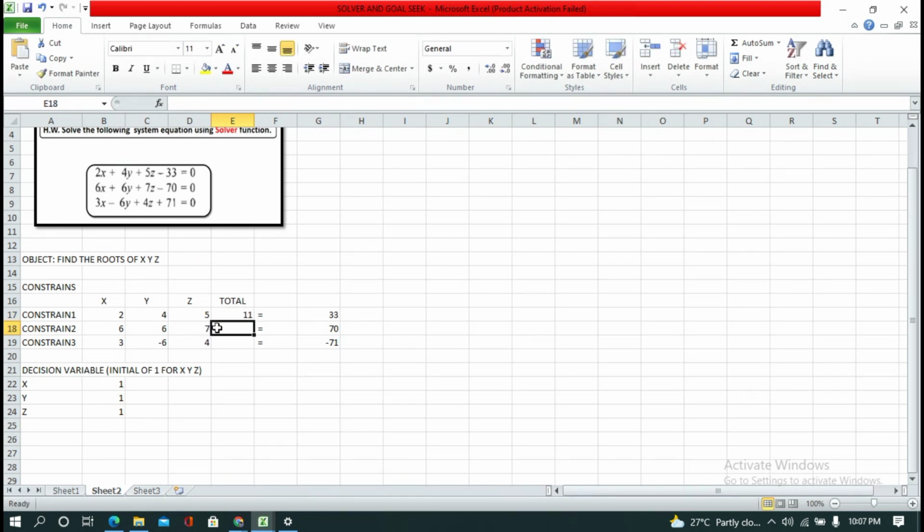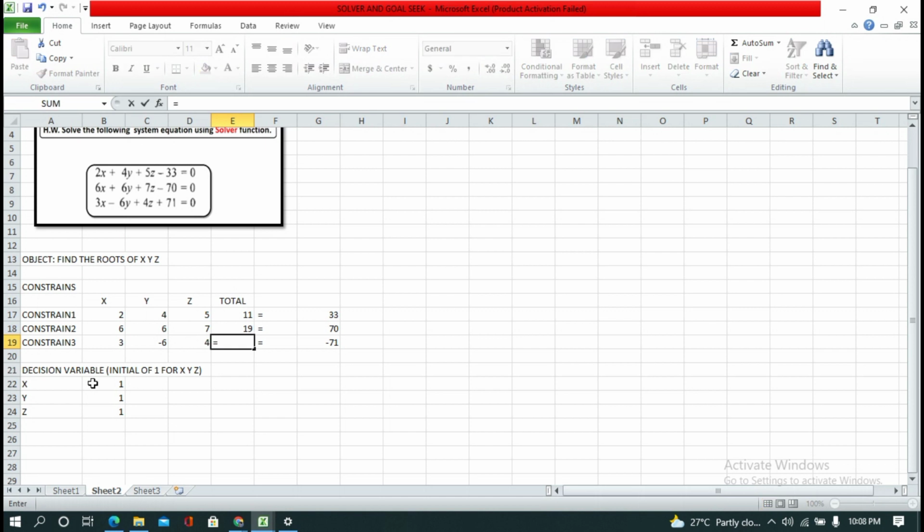So we put equal sign, then open parenthesis, then 6 times the initial value of x, which is 1, close parenthesis, then plus 6 times the initial value of y, which is 1, then plus 7 times the initial value of z, which is 1. Then click equal. And then for the third equation, we'll do the same thing again.